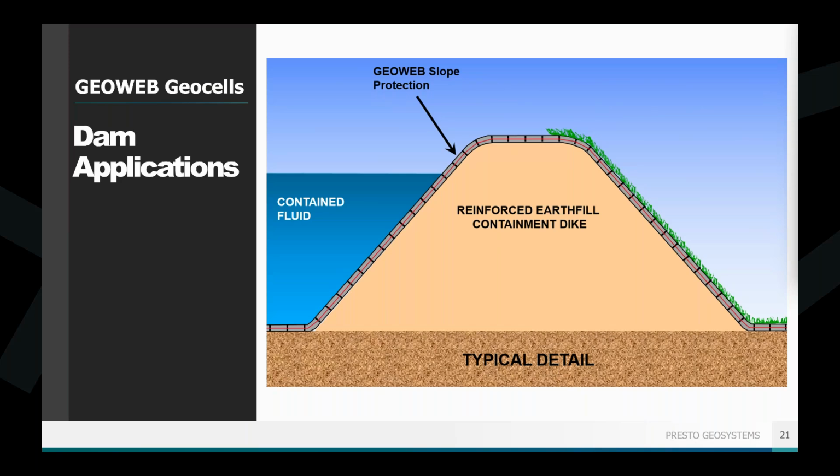And this could be if you have an access road, that's pretty common on top of those sorts of embankments. The GEOWEB can help support those vehicle loads as they're going across. And that can be filled typically with stone if you're going to have vehicle access, but grass can work as well. Again, it just depends on what you need at your specific site.